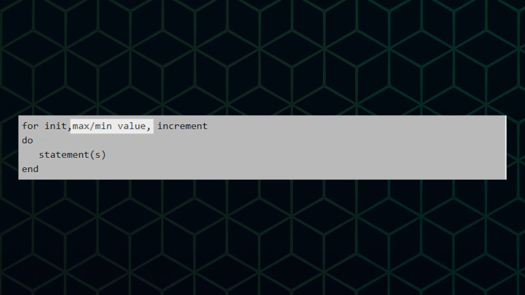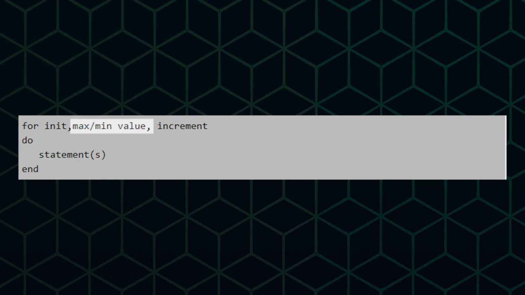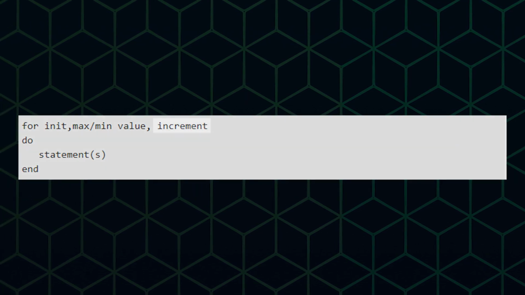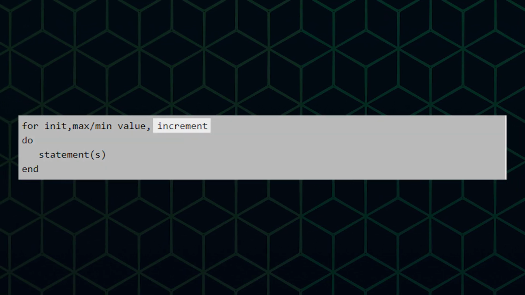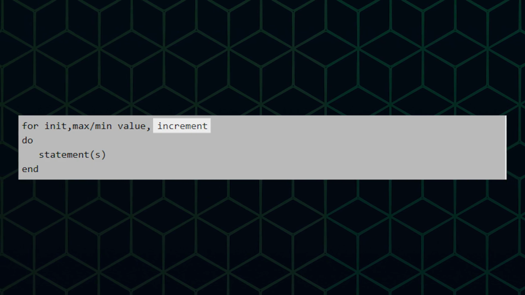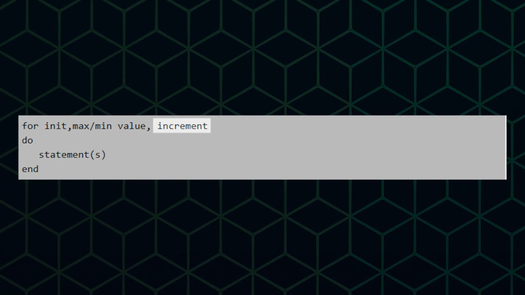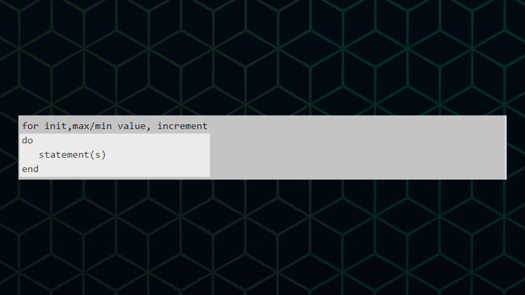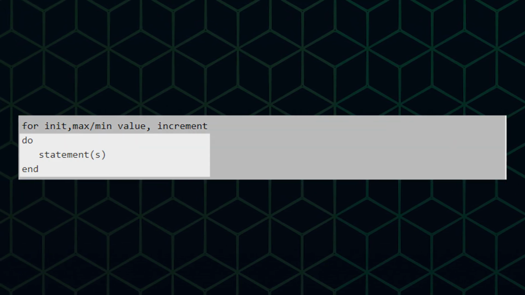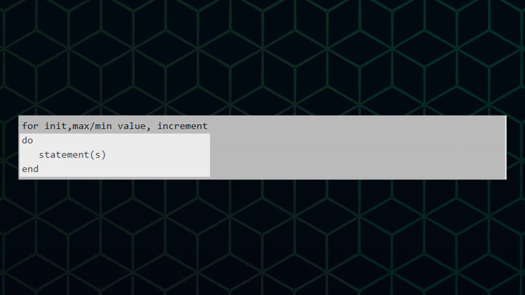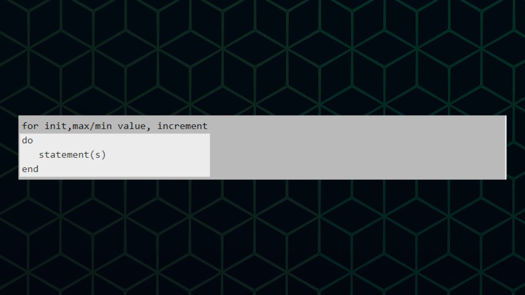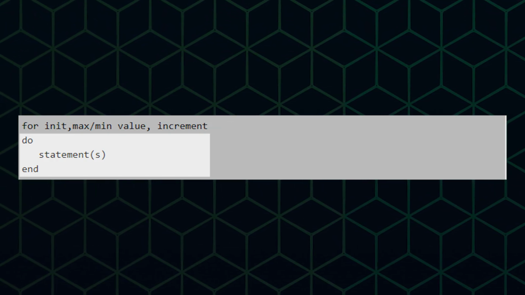The min/max value is the value I must reach in order for the loop to end. The last value, increment, is the value that I will increase or decrease by every time the code inside of the loop restarts. Afterwards comes another keyword, do, then the code that will be looped, and, like functions and if statements, the for loop is ended by the end keyword.